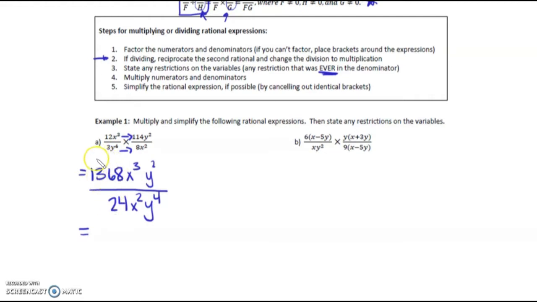Okay, if we were to divide just the numbers, because remember, now we're dividing, we're not going across anymore. Let's divide the numbers, we get 57. X cubed over x squared cancels to an x. And there are more y's in the denominator by 2. So we can say y squared in the denominator. Now the restrictions on the x or the y, if we take a look at the denominator, x cannot equal 0 and y cannot equal 0.